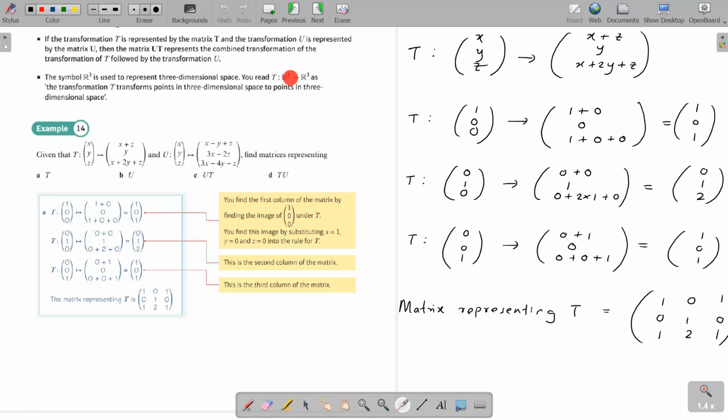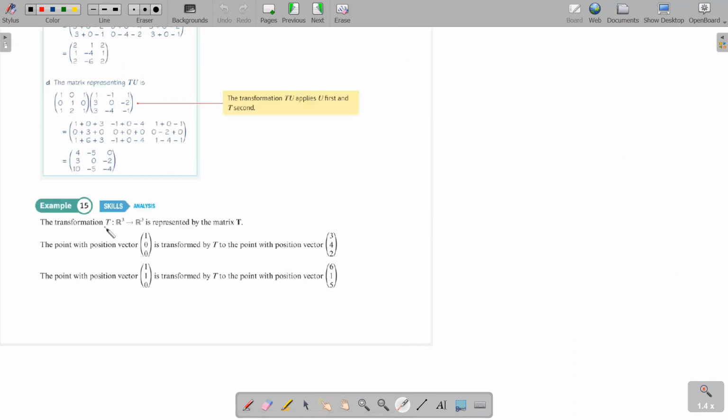The original points, the object points, are in 3-dimensional space. And the image also is going to be in what? 3-dimensional. That's why you have this symbol. This is how it reads: 3D object, 3D image. Is that okay? So the transformation T, which transforms 3-dimensional object coordinates to 3-dimensional image coordinates, is represented by matrix T.